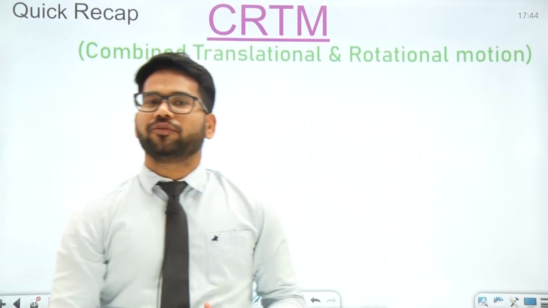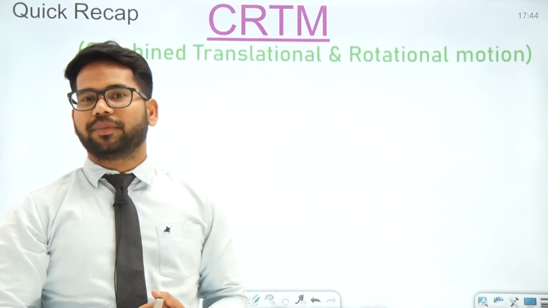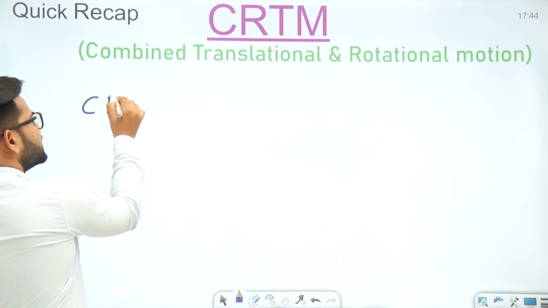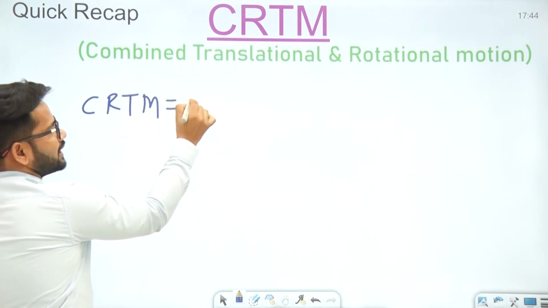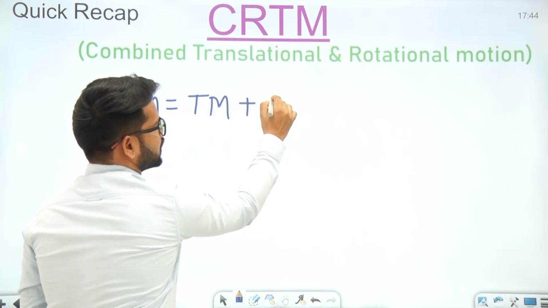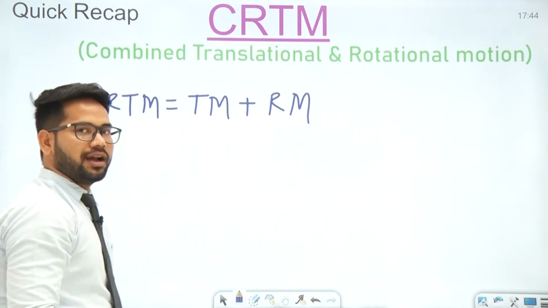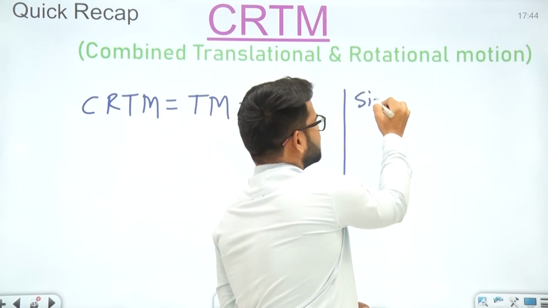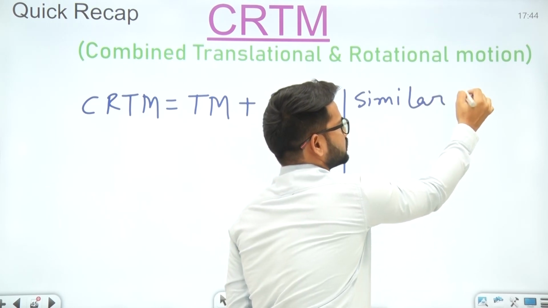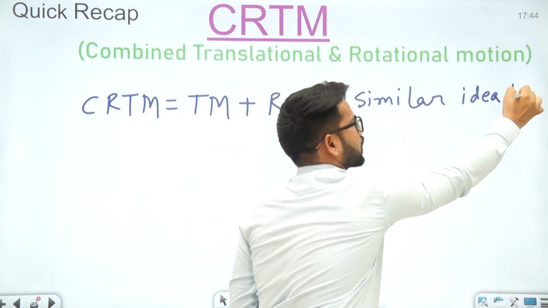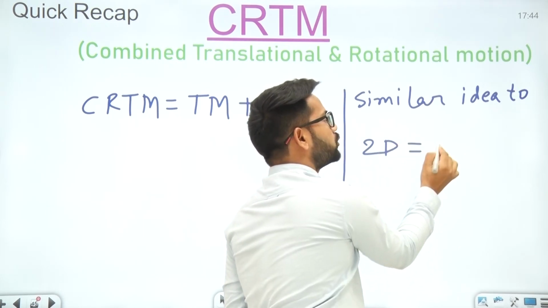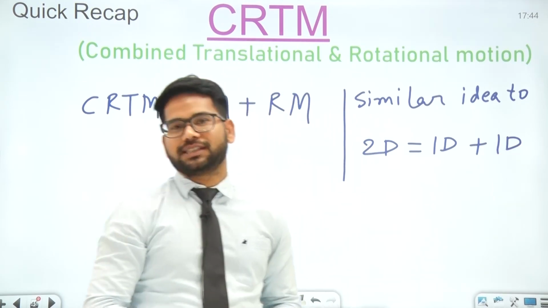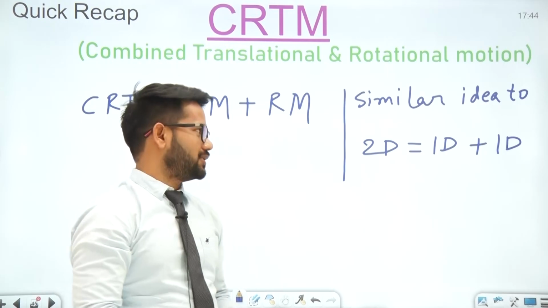Hello students, we are going for a quick recap of CRTM, combined translational and rotational motion. So what we do in CRTM, we break it in two parts, translational motion plus rotational motion. And if you remember, it's a similar idea to 2D, as we break in two parts, 1D plus 1D, or we break oblique collision as collision plus no collision, right?